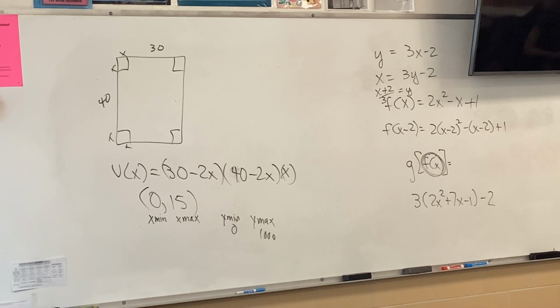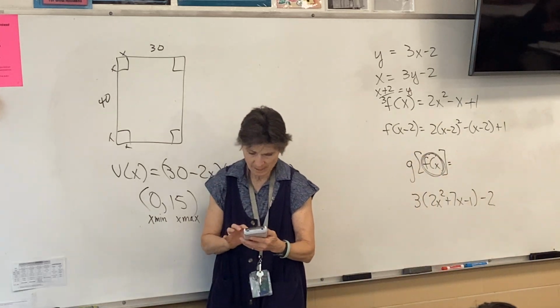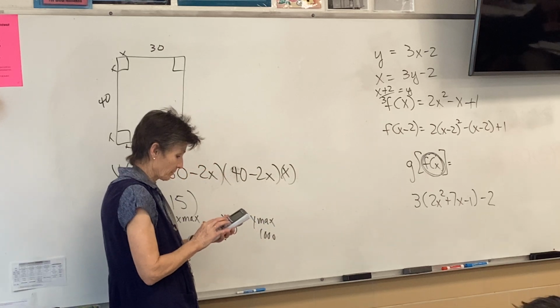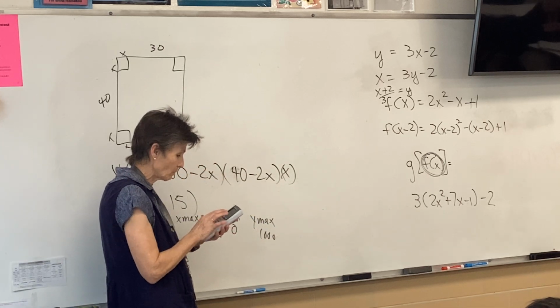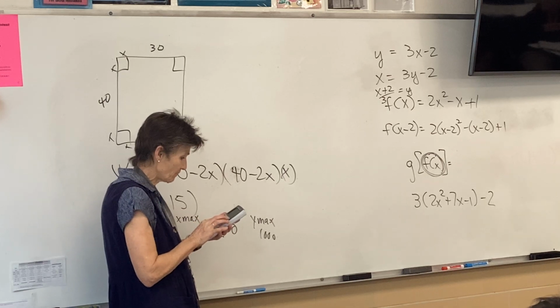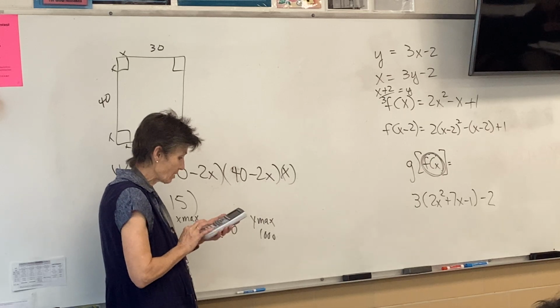So I'm going to type in my equation: 30 minus 2x, 40 minus 2x. And Shenja, you better be typing this in with me or I'm going to be really mad. I am. All right, 0 to 15, 0 to 1,000.